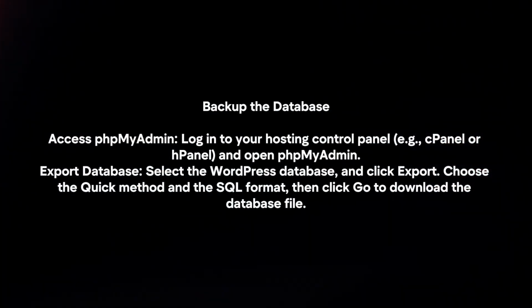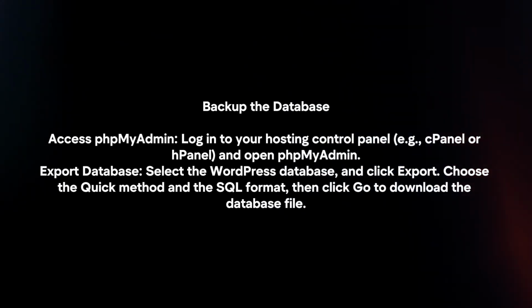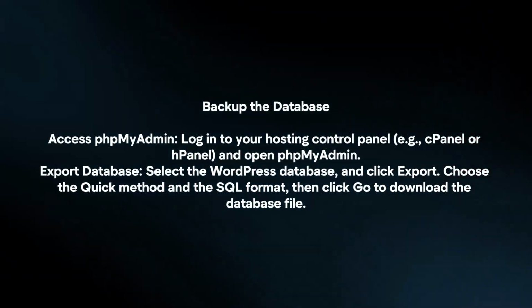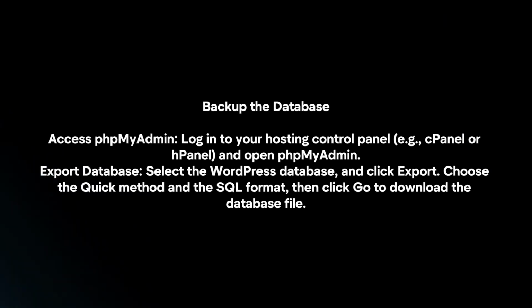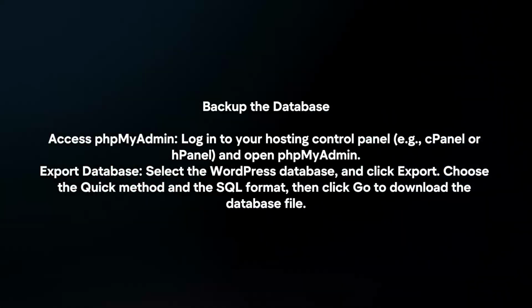Backup the database. Access phpMyAdmin. Log into your hosting control panel and open phpMyAdmin. Export database. Select the WordPress database and click Export. Choose the quick method and the SQL format, then click Go to download the database file.